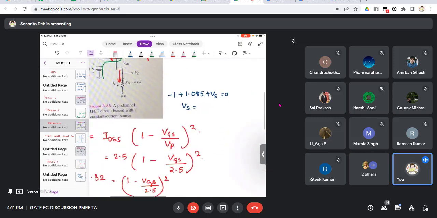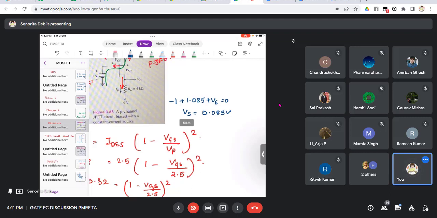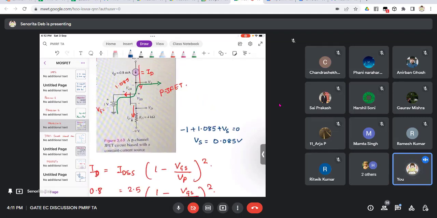Okay, so from here what is Vs coming? Vs is coming to 0.085 volts, right? So now I have this voltage. I can find Vd also separately.